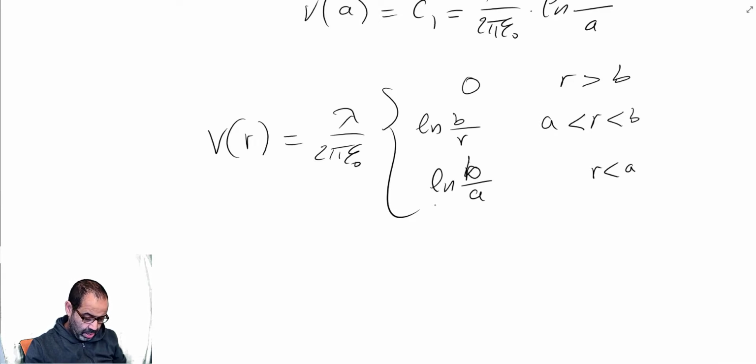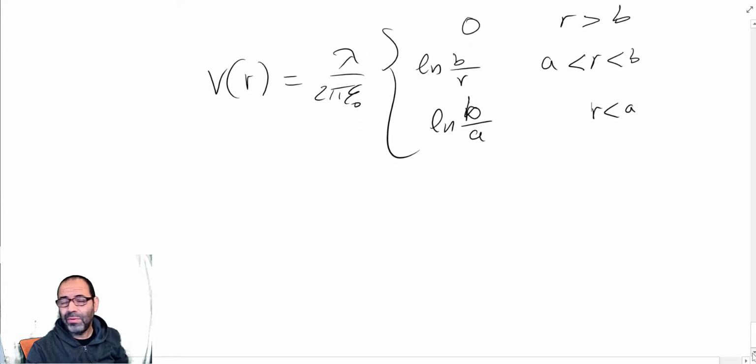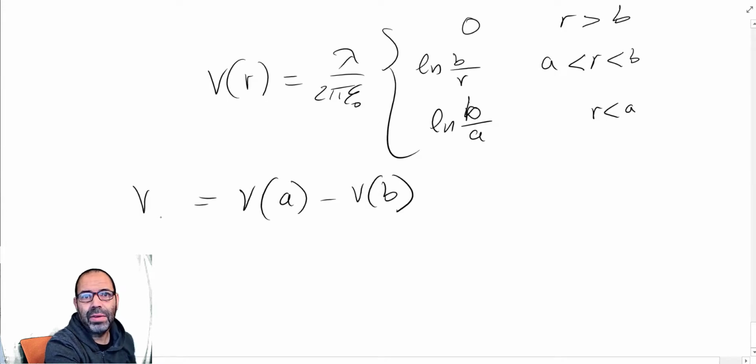Now show that the potential between the points a and b is that lambda over 2 pi epsilon naught value. Again, we want to find the potential between the inner and the outer conductor. So we want to find V A minus V B. That is what they mean by V AB. It's the difference in potential between them.